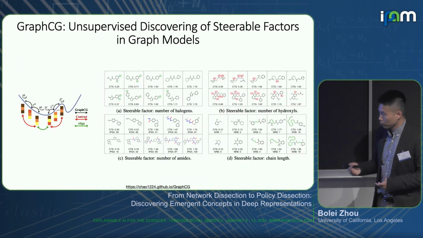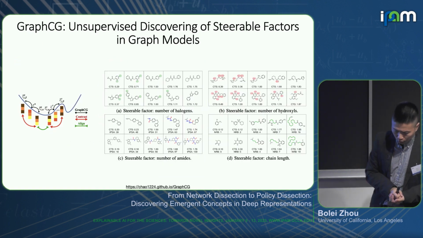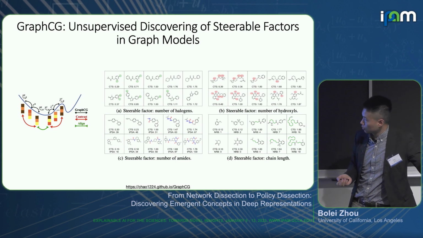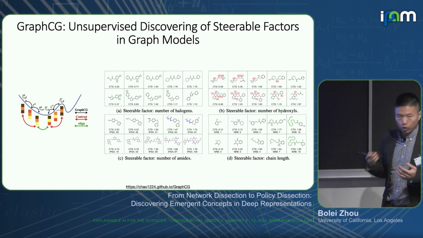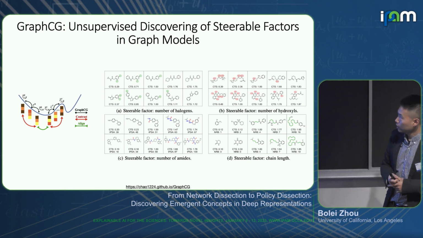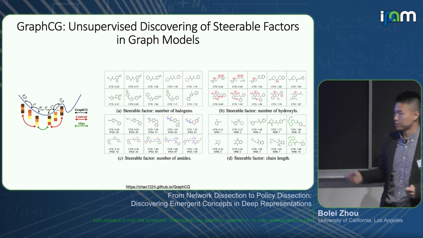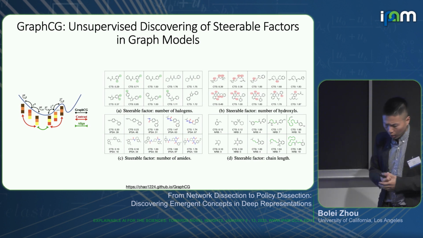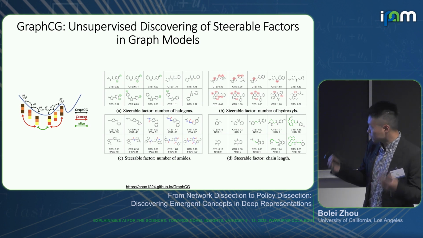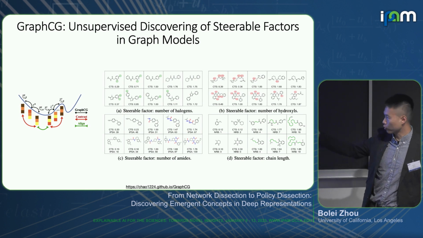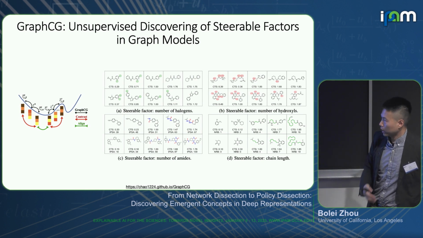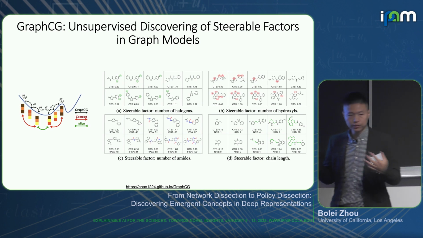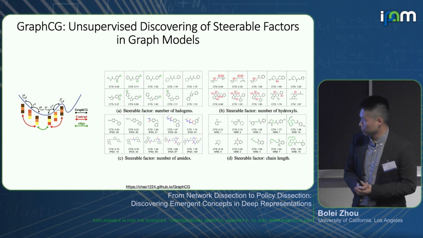So we have some recent works that try to apply this kind of method to an even broader perspective. Here we have a more recent work that developed a method for unsupervised discovery of steerable factors in graph models, right? So people have scientific models as graph neural networks or graph generative models trained for molecular generation. So now we can go back into their latent space and discover these meaningful factors or components inside this molecular generative model.